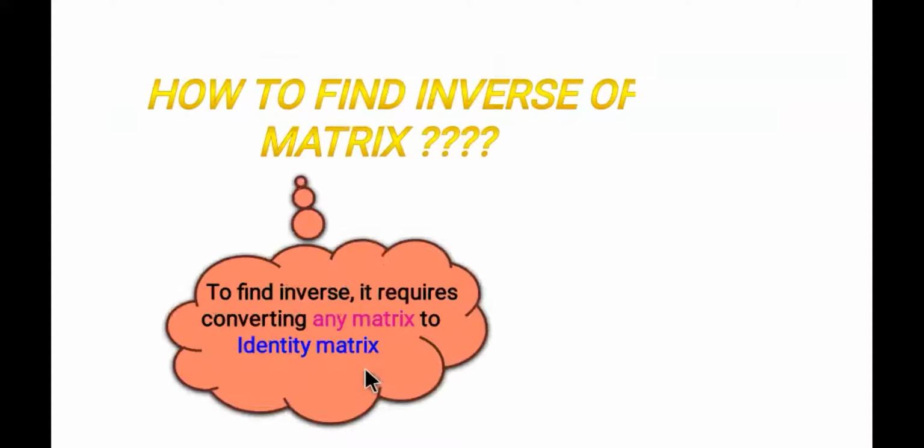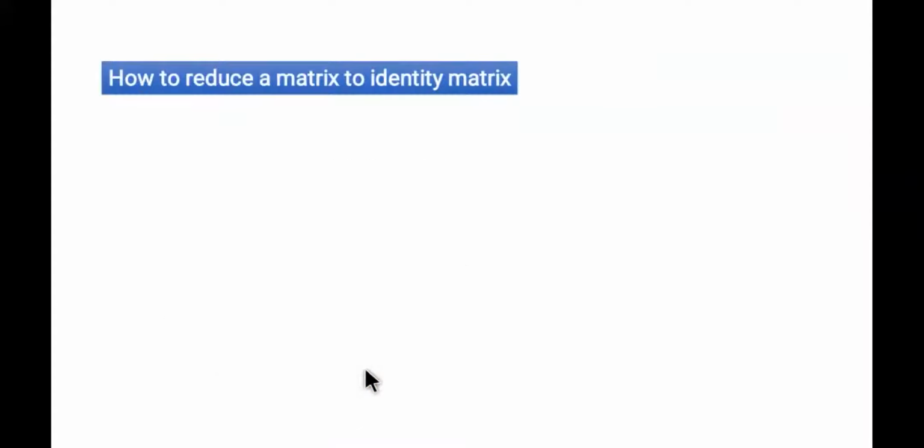To find the inverse, as I explained to you all in the book, you need to convert the given matrix into an identity matrix. You need to convert the given matrix into an identity matrix. So let's do that. How to reduce a matrix to identity? I'm going to tell you a few steps that you need to follow for all matrices. If you follow them, it will be very easy.